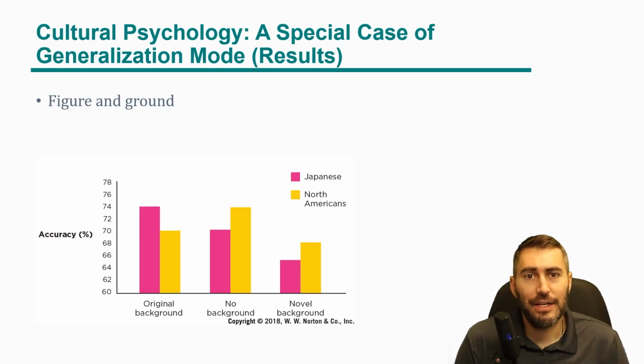Here, Masuda and Nisbett were in generalization mode in this cross-cultural study, but if they were in theory testing mode, they would have only studied North Americans to test theories about how all people perceive complex scenes. This is yet another example of how cultural psychologists combine both generalization and theory testing modes to test a theory in multiple cultures before assuming it applies to all people.